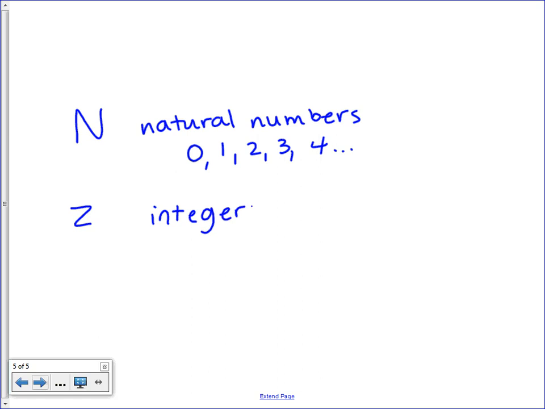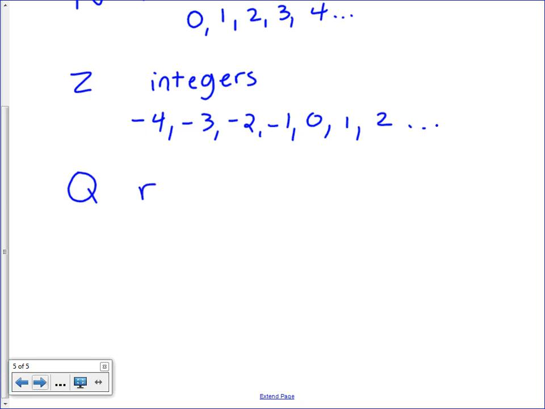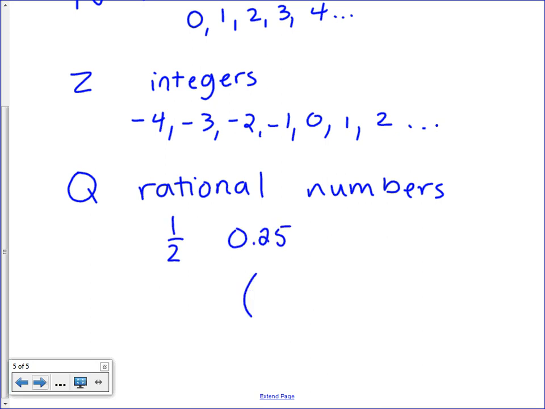Integers are like natural numbers, only whole, so no decimals, no fractions, but they do include the negatives, and so on. And we've got two more that are important to review. We've got Q. Q are rational numbers. Rational numbers are anything that can be expressed as a fraction of two integers. So 1/2 is rational. 0.25 is rational because you can express it as 1/4, right? 0 is rational because you can express it as 0 divided by anything.